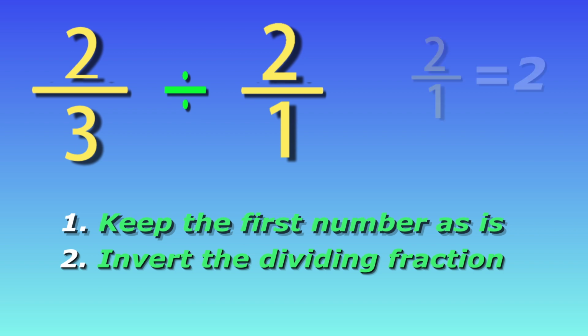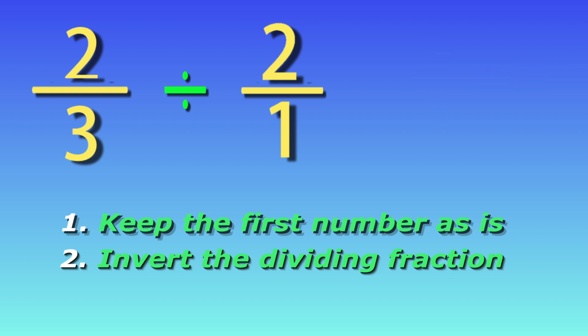Note that 2 over 1 is actually just 2. All whole numbers are actually also fractions. The denominator is 1. We just normally don't need to write it. We'll keep 2 as 2 over 1.